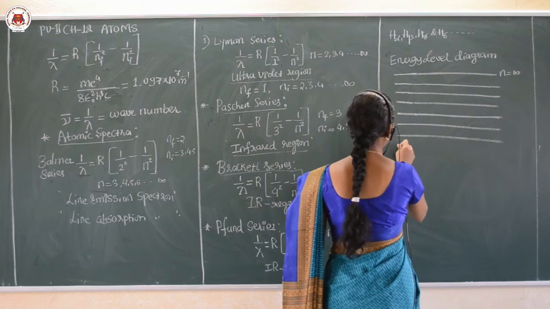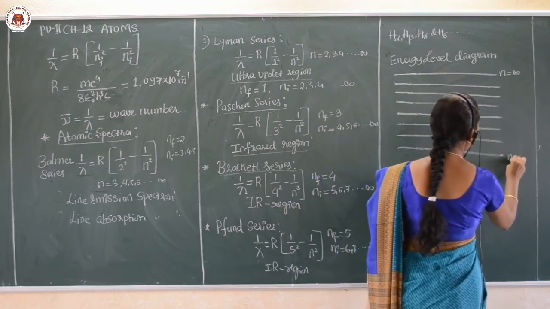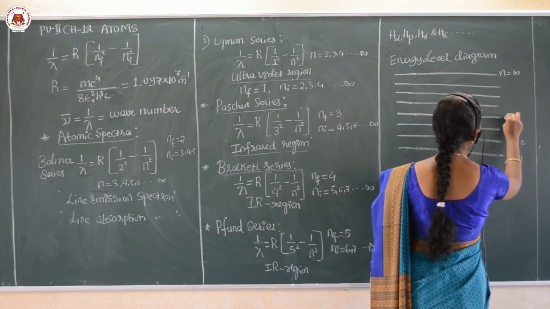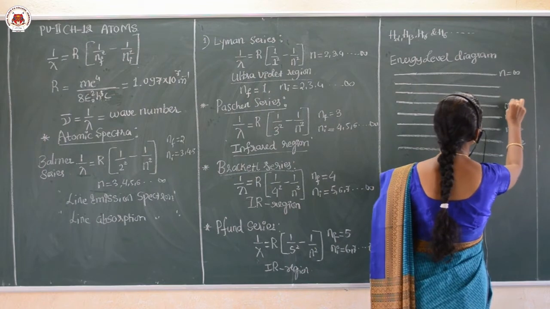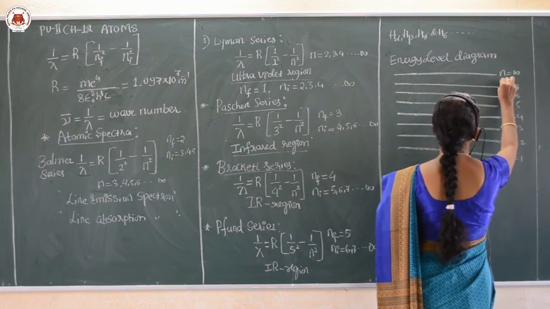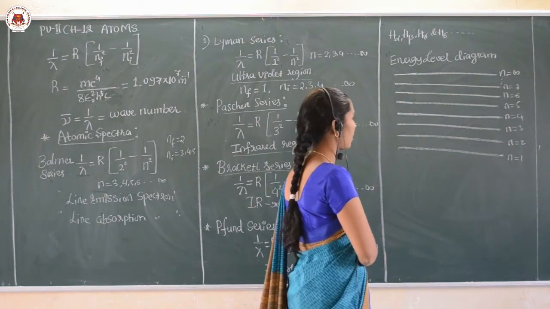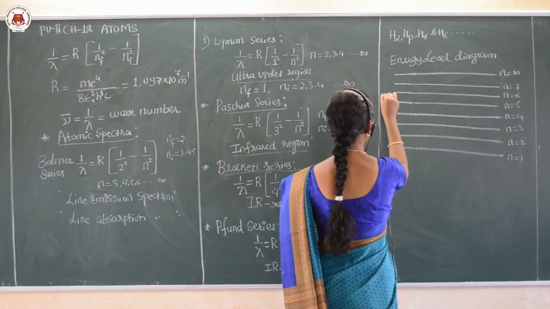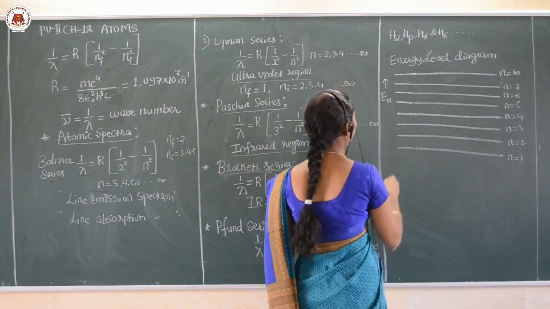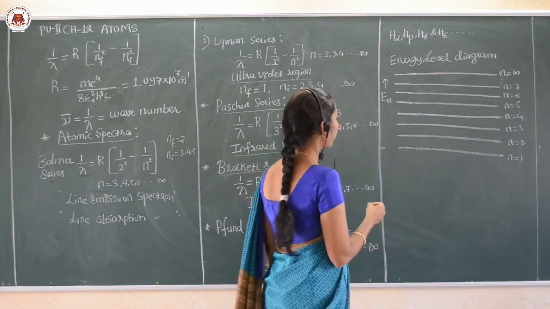Here let us take a number of the orbits. I can name them n equal to 1, n equal to 2, 3, 4, 5, 6, 7, like that up to n equal to infinity, which we have considered. And here I am taking energy versus the orbit number. Energy is taken here, and we know the formula from the last class.